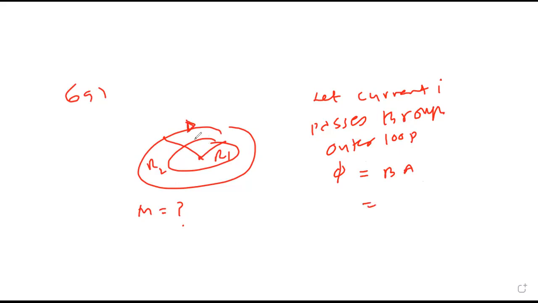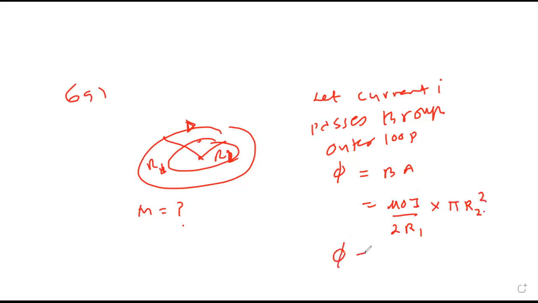Flux B into A is associated with the second coil. Current I passes through the coil because we want mutual inductance. R1 and R2 are in the same plane, and R1 is greater, as given. So the field will be mu naught I upon 2 R1, due to the outer coil, which gets associated with the inner one, of area pi R2 square.